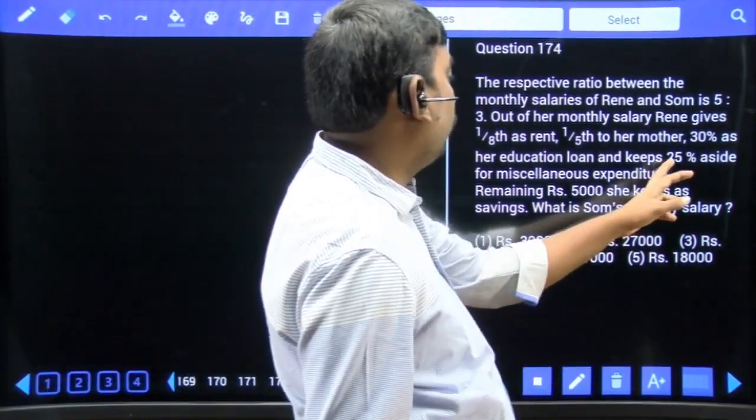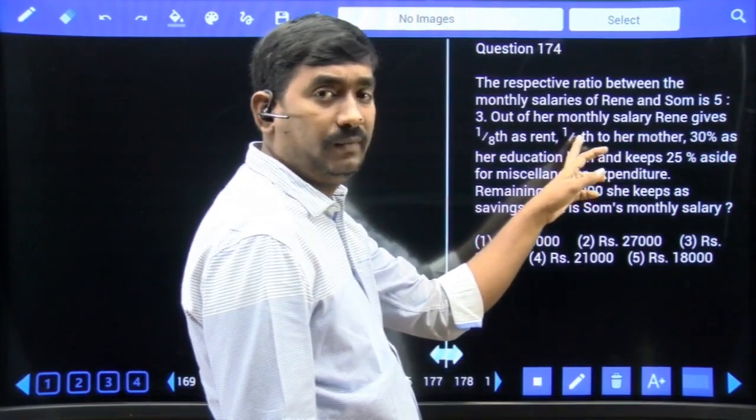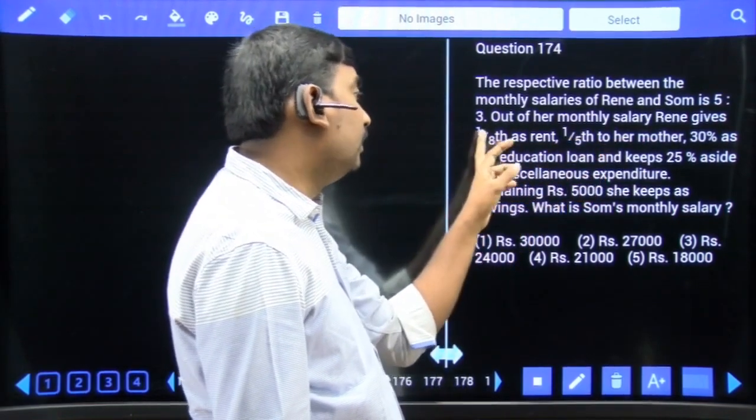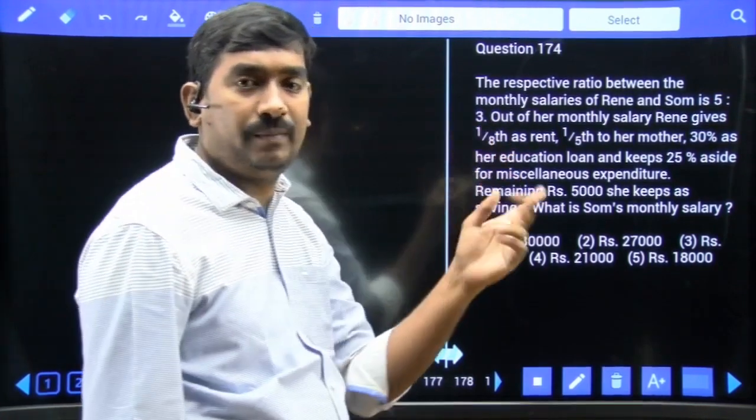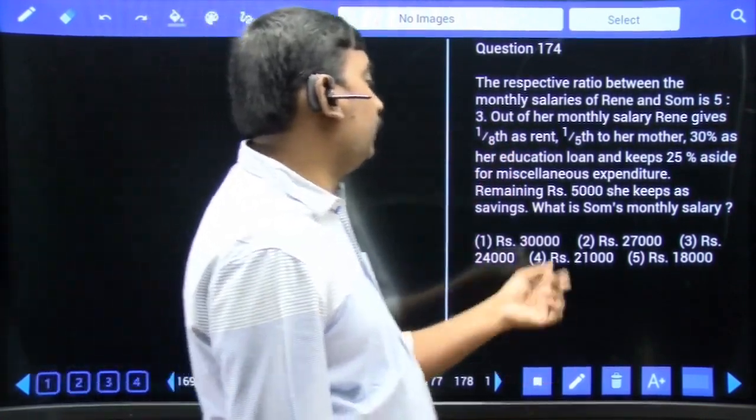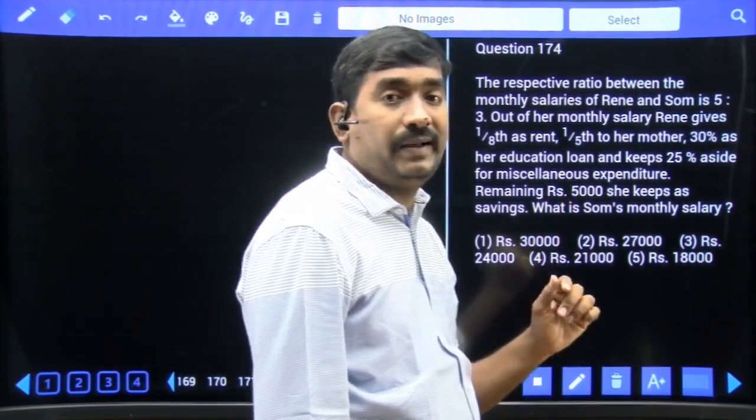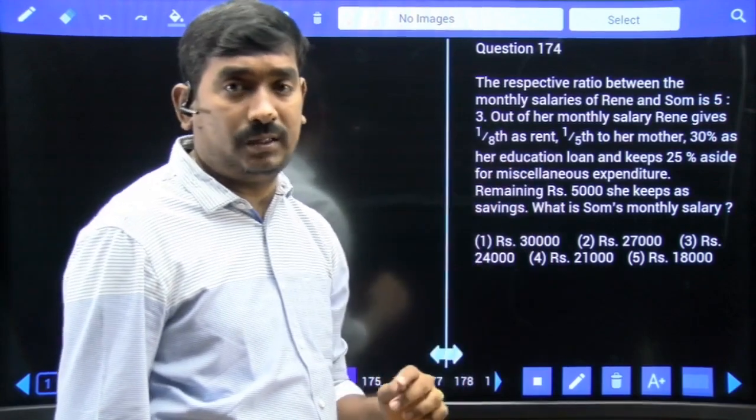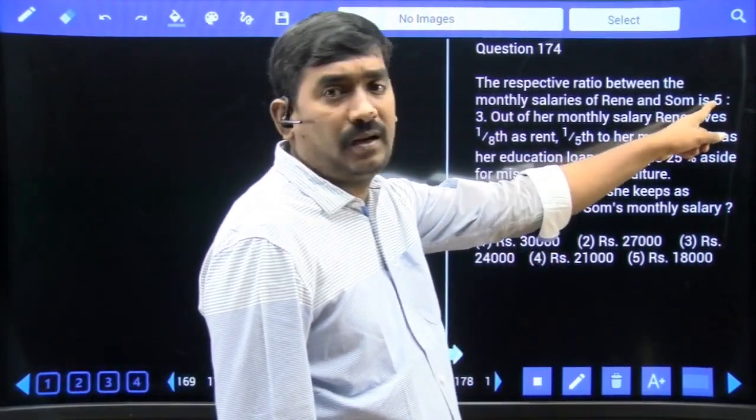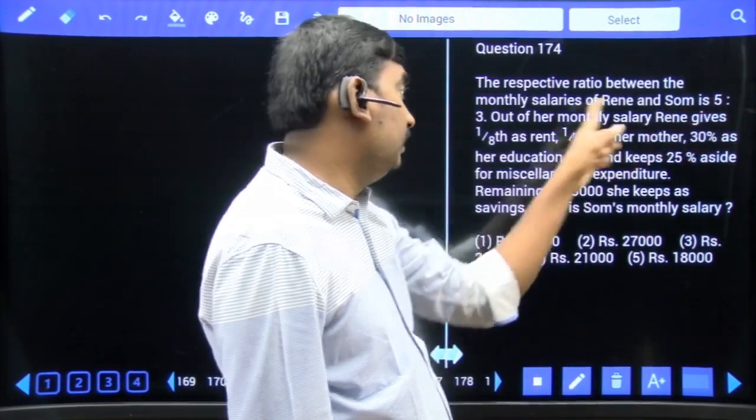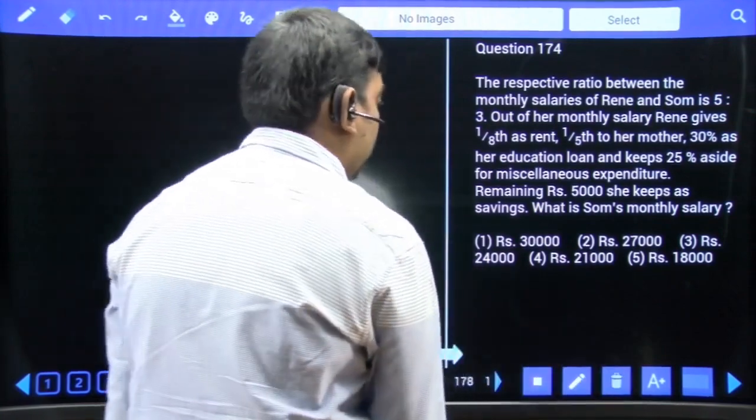See, 25% plus 30% is 55. 1/5 means 20% only. 55 plus 20 is 75. 1/8 means 12.5. 75 plus 12.5 means 87.5. So the remaining 12.5% value is 5,000. 12.5% value 5,000 means 100% value is 40,000. 5 parts value 40,000 means 1 part value is 8,000. Then 3 parts value is 3 into 8,000, so 24,000 is your answer.